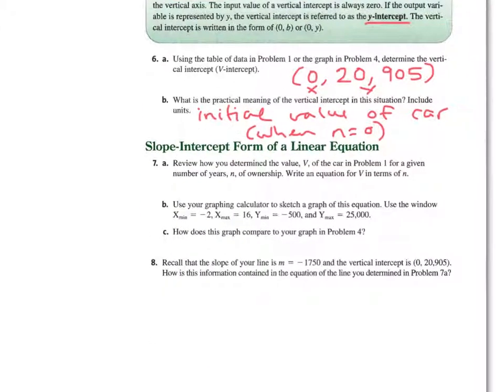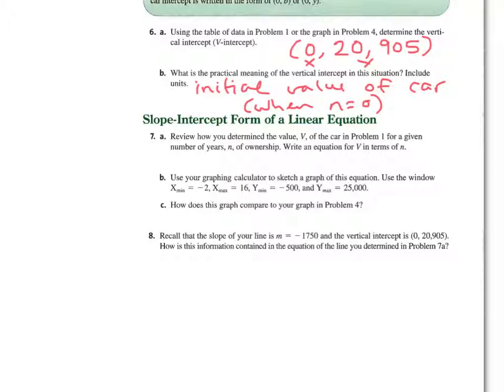Okay, so now we're starting to put the slope and the intercept together. Now they want us to write an equation, really a symbolic equation, for the value of the car for any number of years. We actually could have done this at the beginning. If I wanted to find the value after any number of years, I would take my starting value, which is 20,905, and I would take off 1750 for every year that's gone by. So that's really a symbolic equation. What we looked at in the page before was the graph of that symbolic equation.